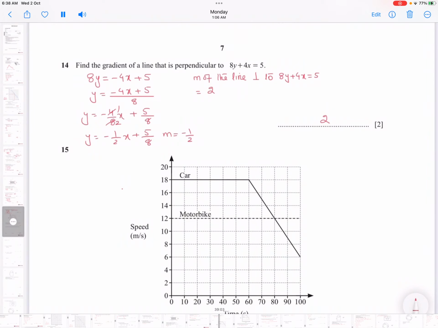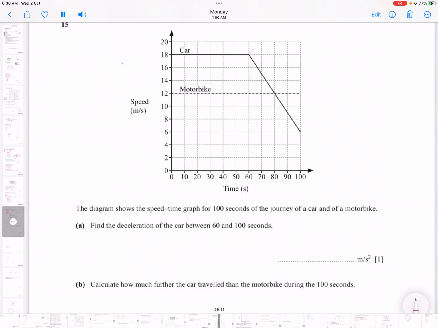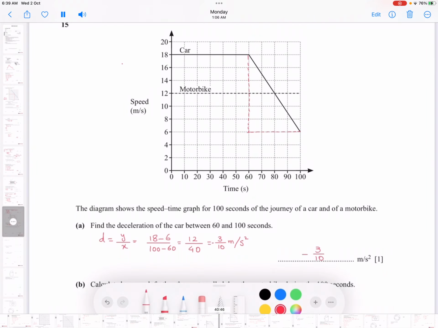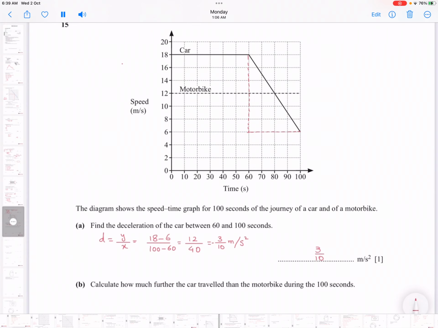Question number 15. Find the deceleration of the car between 60 and 100 seconds. So you make a triangle and then write y over x. That would be your deceleration. Y is your 18 minus 6 and your x is 100 minus 60. So this is 12 over 40, which is 3 over 10 meter per second square. No need to write negative sign because already the word deceleration has been used.